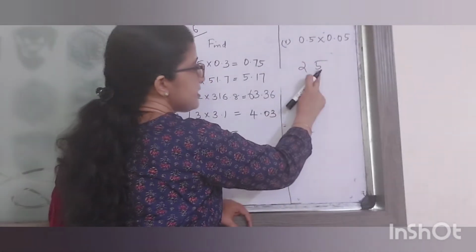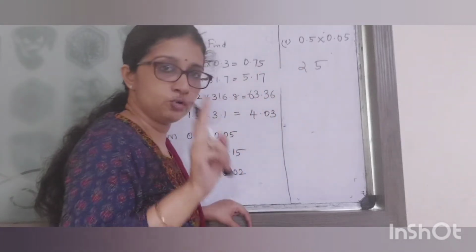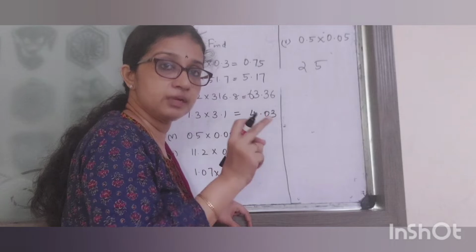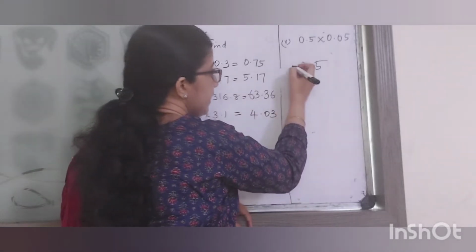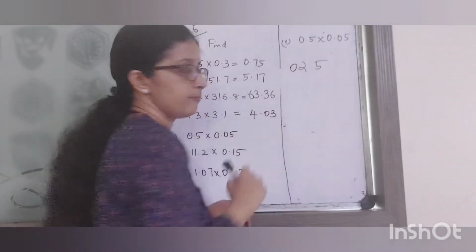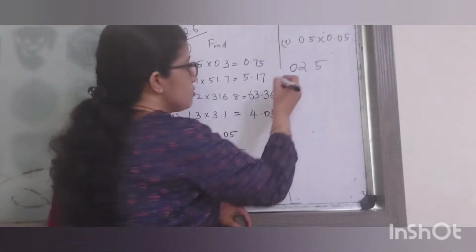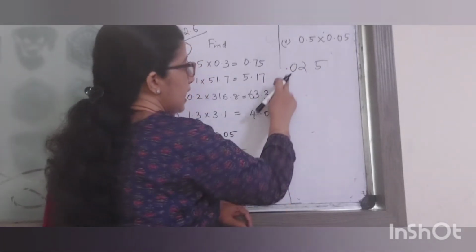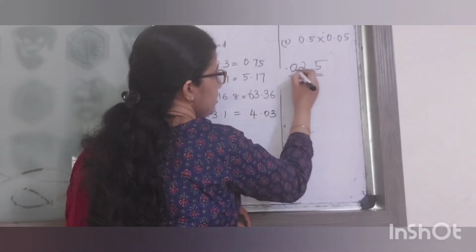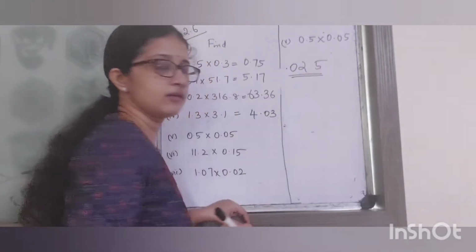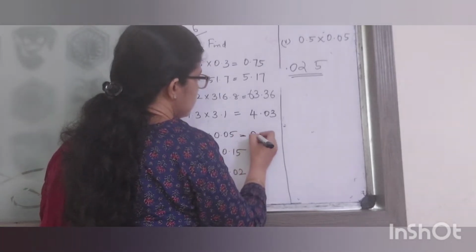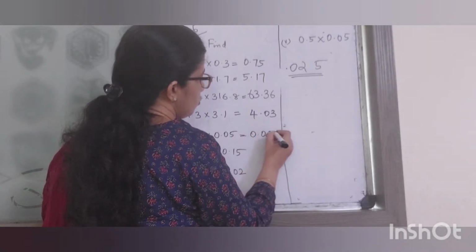So here how many digits are there totally? Only 2 digits are there. So if we need 3 digits to the right of the decimal point, we should add an extra 0 here. Okay? And the decimal point here. So the answer is 0.025. Clear? So the answer is 0.025.